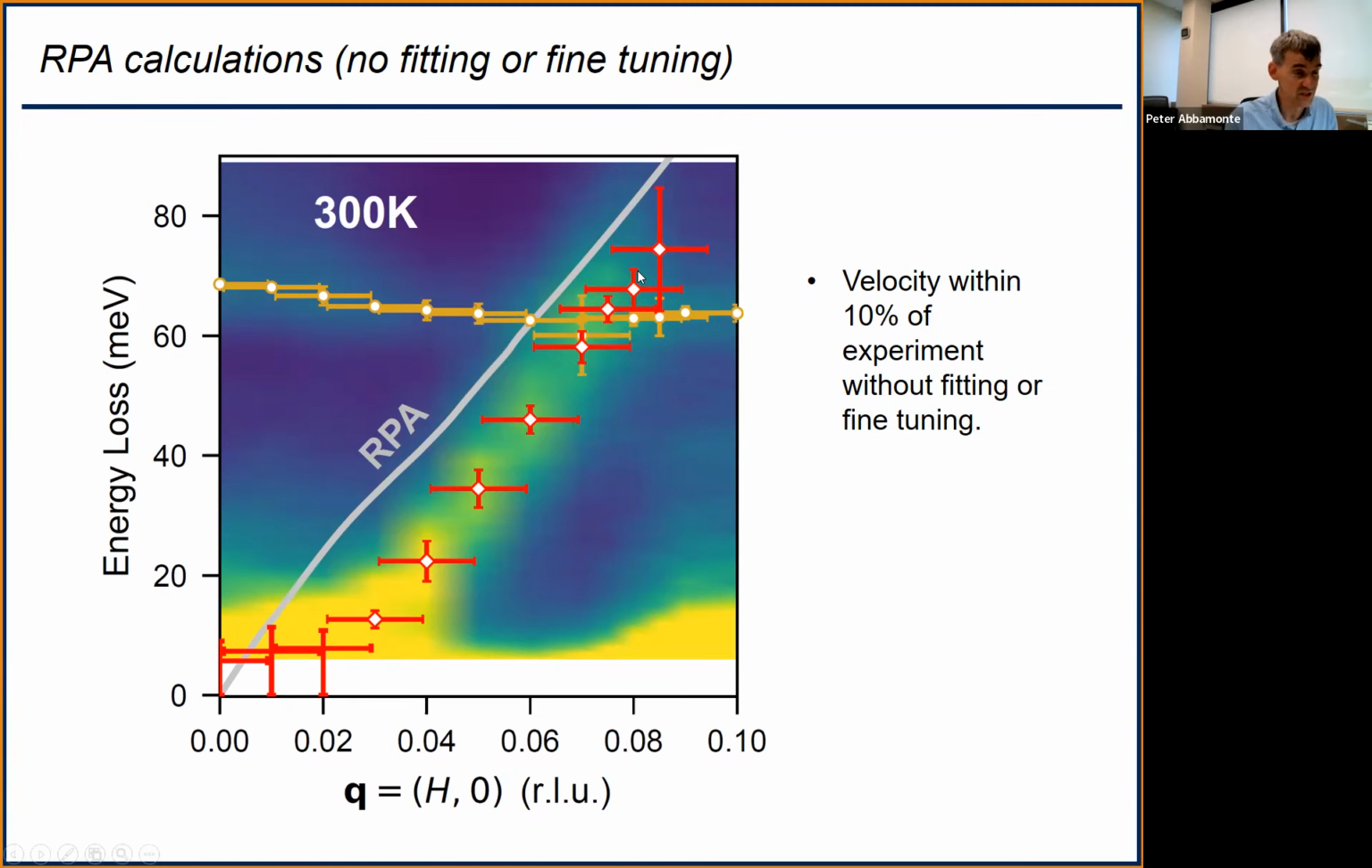And there's a conversation to be had about why that is. And I think it has something to do with the fact that RPA is not exact. It leaves out vertex corrections and hydrodynamic effects that I think really can become important at small momenta. We can discuss that at the end. At any rate, it really looks like it's that.